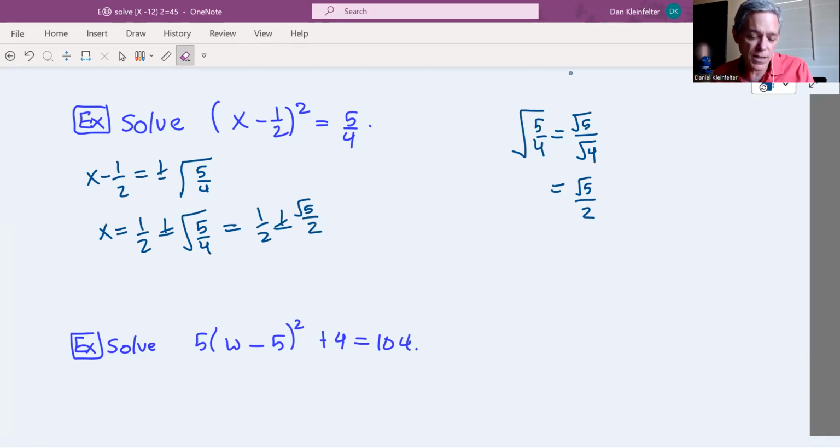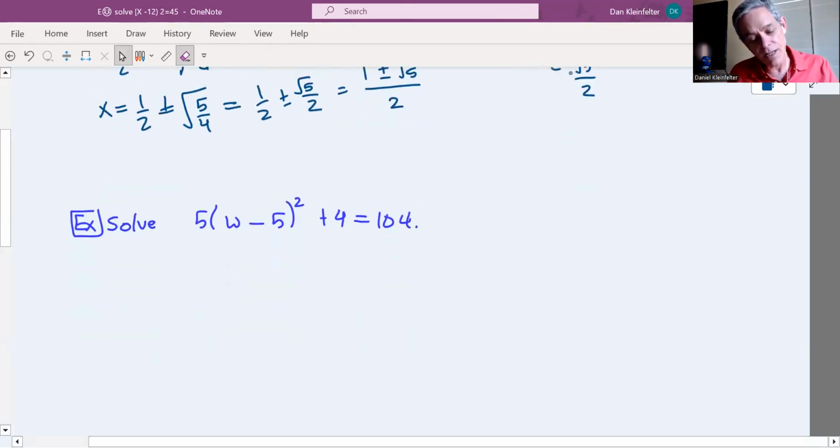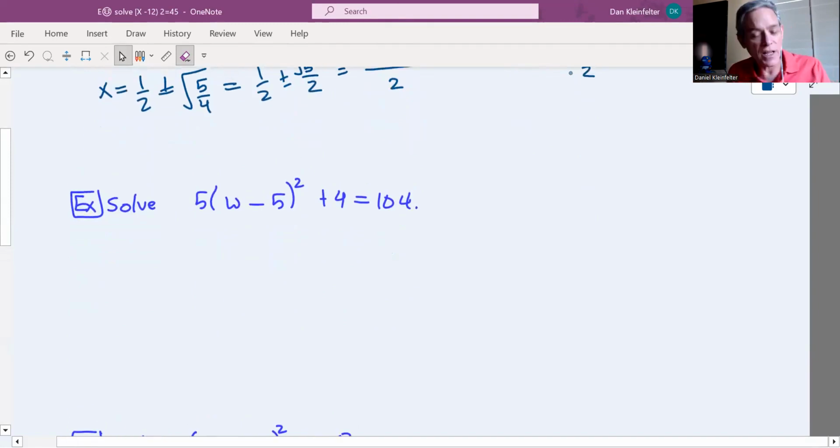Okay, if you want, you can combine those since the denominators are both 2's. If you want to make that 1 plus or minus the square root of 5 all over 2, you can do that. But that's kind of personal preference, whichever you would like. Either one is okay.